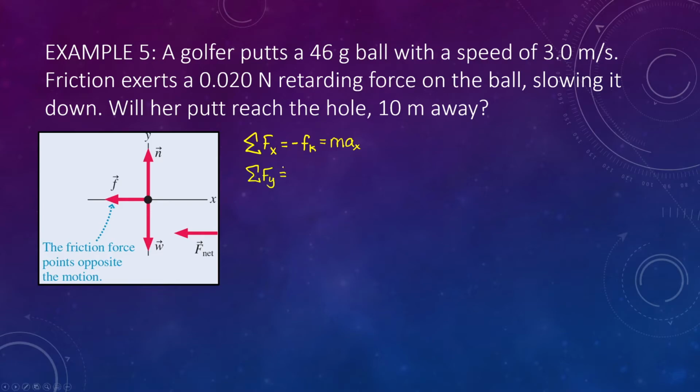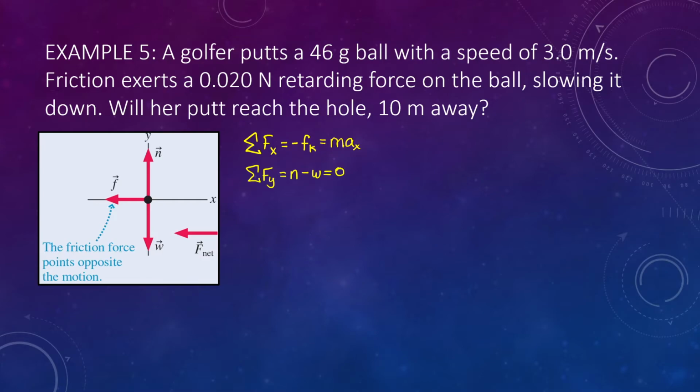Let's do the same thing for the y direction. Vertically, we have two forces. We have the positive normal force because it's pointing upward, and a negative weight force because it's pointing downward. But the ball is not accelerating up or down, and so this is just equal to 0. Okay, that was step 2.